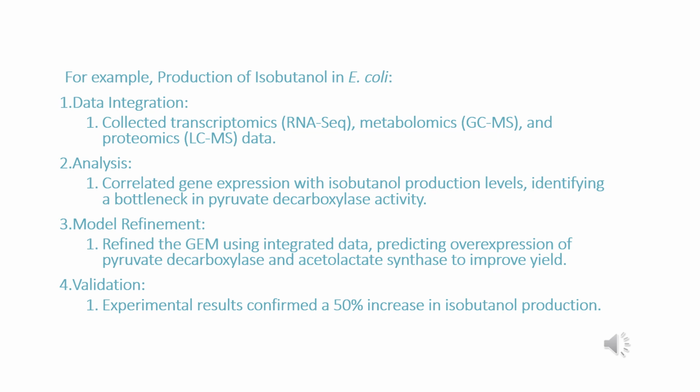The next step of model refinement involves refining the GEM using integrated data, predicting overexpression of pyruvate decarboxylase and acetolactate synthase to improve the yield. The final step involves validation through the experimental results, confirming a 50% increase in isobutanol production.